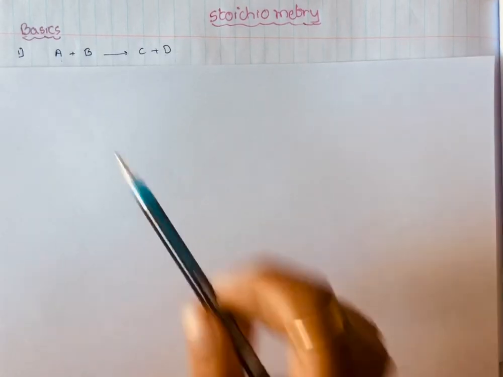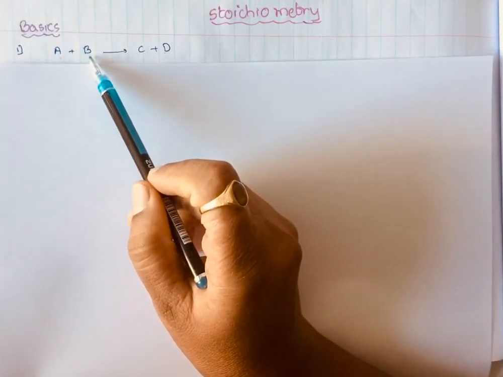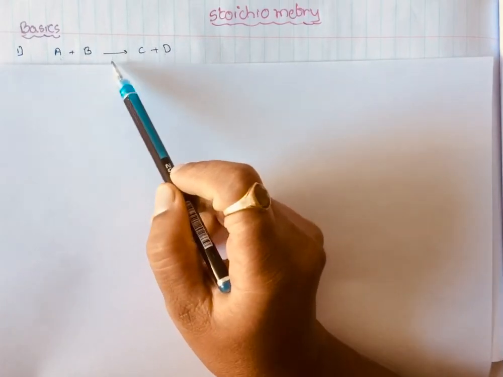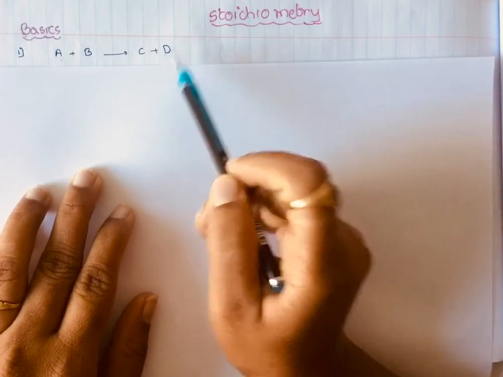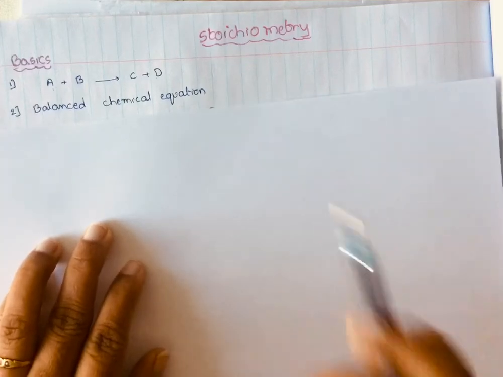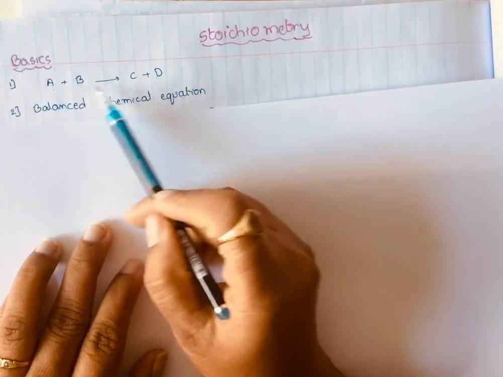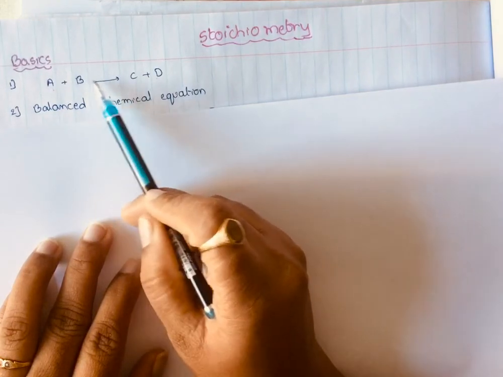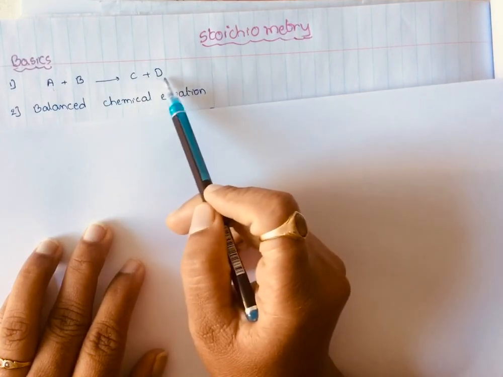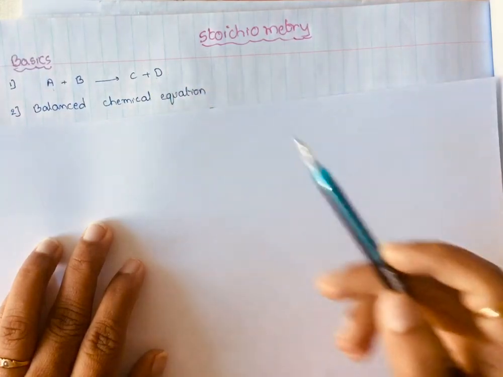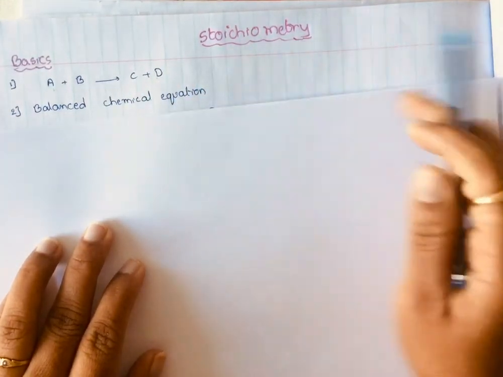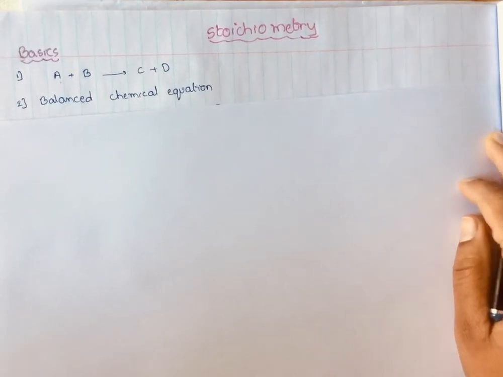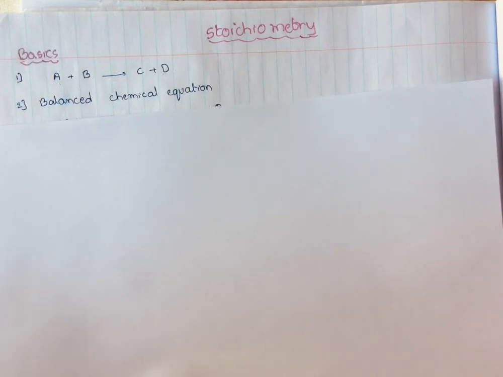Let's take a general reaction where A and B are reacting and forming C and D. Here A and B are called reactants, C and D are called products. This arrow shows the reaction goes in the forward direction. So A and B we initially take and react, resulting in C and D as the final products. Moreover, stoichiometry always deals with a balanced chemical equation. You need to balance the chemical equation before applying this concept.